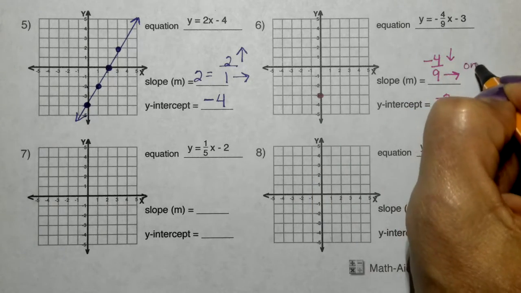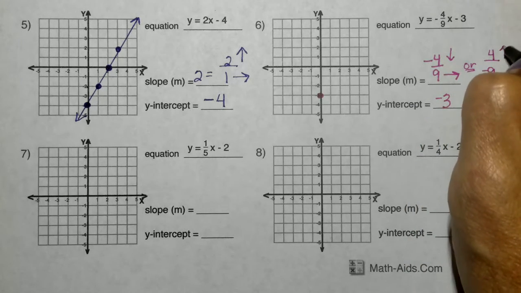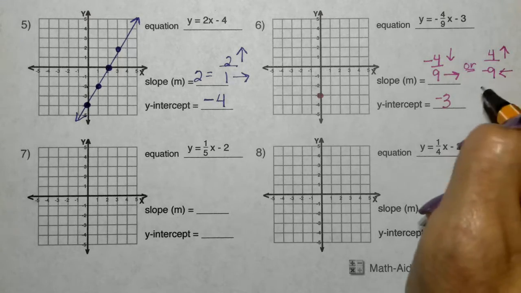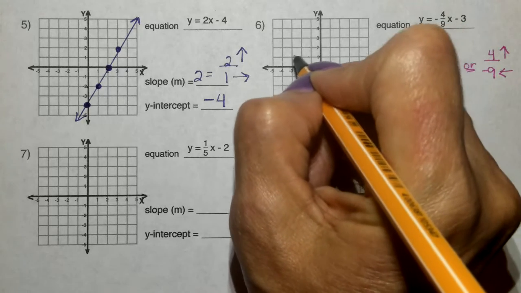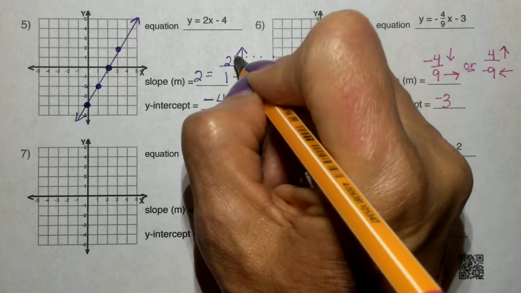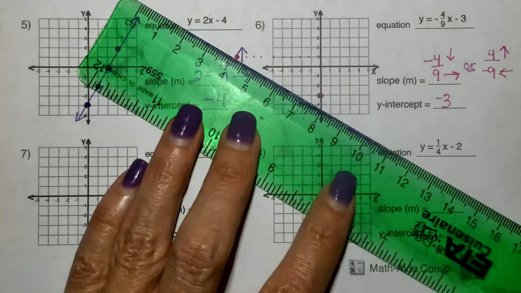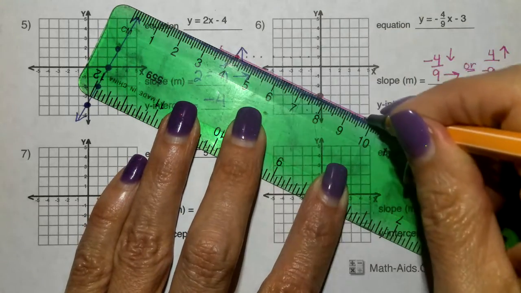So we can do 4 over negative 9 and go up 4 to the left 9. We can do that so that we can have a better chance of staying somewhat on our graph, even though this number is a little bit large for this graph. So we can rise 1, 2, 3, 4, left 9. 1, 2, 3, 4, 5, 6, 7, 8, 9. So we're going to say it's somewhere over here. All right, so we're going to connect those, create our line.